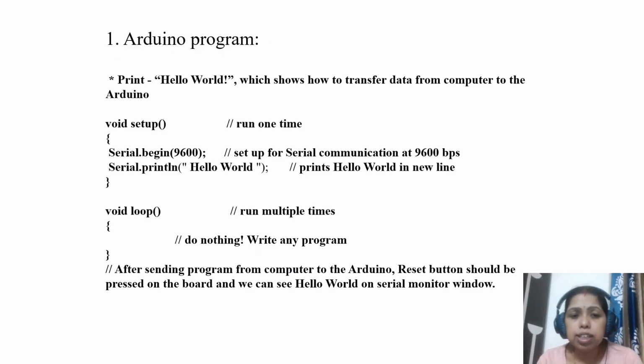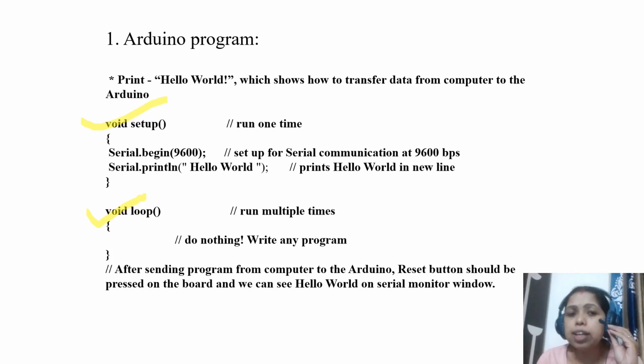Now you can see this is the Arduino code. This is the void setup function, and this is the void loop function. The program is for printing hello world. Suppose you connect an LCD screen with the Arduino and you want to display some message on the Arduino LCD screen. How can you print it by using the Arduino program?